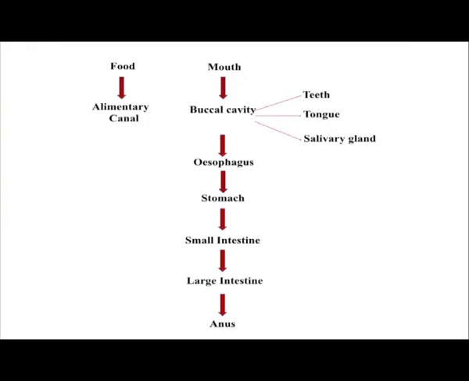So, now what we have discussed is the mouth, and the buccal cavity, and within the buccal cavity we have completed the discussion about the teeth, tongue and the saliva. And now we will discuss the next organ, and that is the stomach.